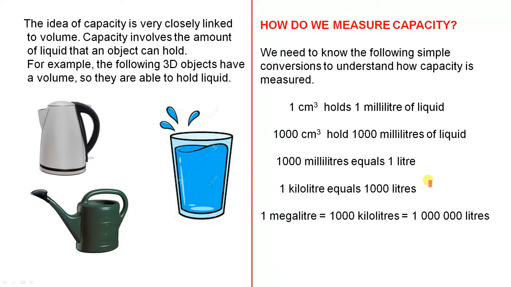1 kilolitre equals 1,000 litres, and 1 megalitre equals 1,000 kilolitres, or 1 million litres. That's a very, very large amount of liquid there. It's a megalitre, and usually we use this measure for large volumes like swimming pools and dams, etc.